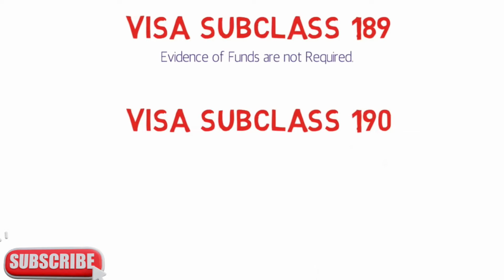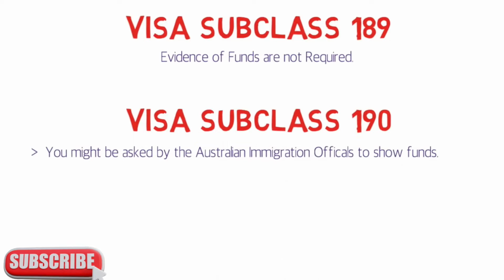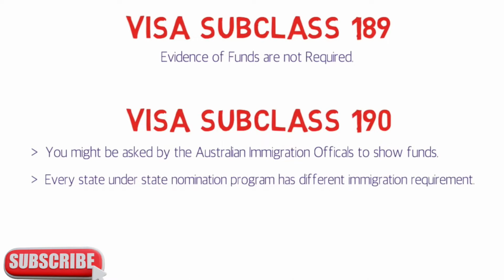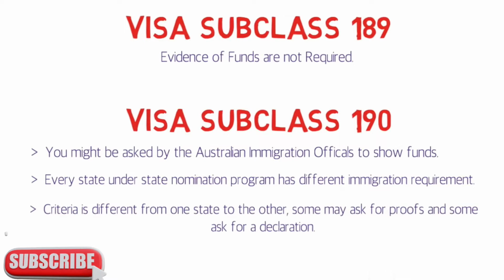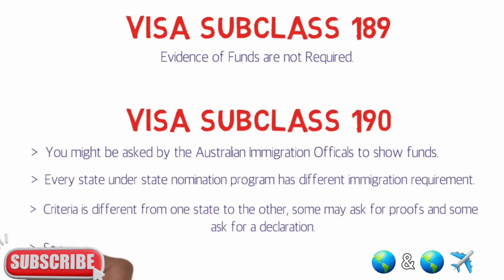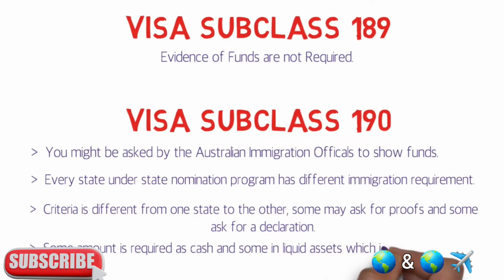Visa subclass 190, if you're applying for this visa subclass, then you might be asked by the Australian immigration officials to show some funds. Every state under the state nomination program has different immigration requirements, and criteria is different from one state to the other. Some may ask for proof of funds and some might ask just for the declaration. Some amount is required in cash and some in liquid assets, which also includes the property. So you might have to furnish the property papers to prove that.